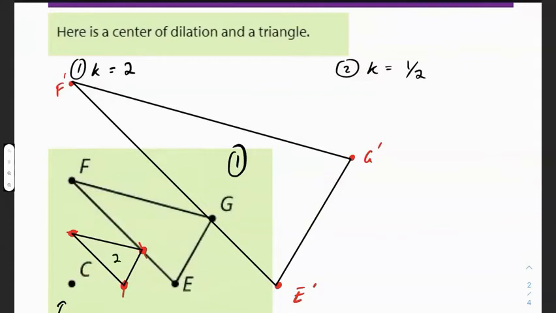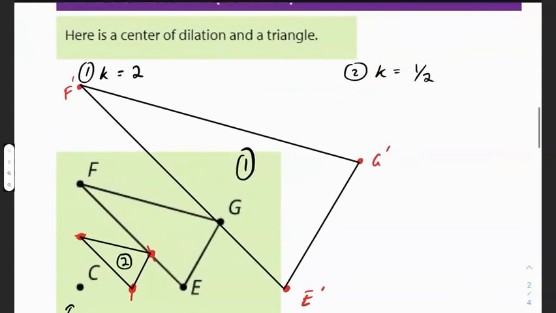So remember, the main idea here is if the scale factor is greater than 1, like with number 1, your image, your figure gets larger. But if your scale factor is a fraction between 0 and 1, that's less than 1, you're getting smaller in reference to wherever your center of dilation is, which in this situation is point C. Okay, moving on.